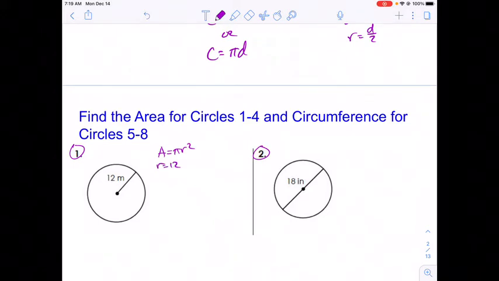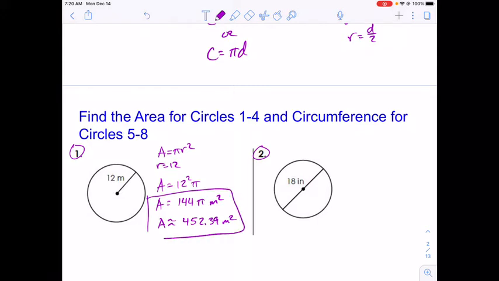Because we're dealing with circles, we're going to give two answers: in terms of pi and to the nearest hundredth. So let's look here. We're going to have area is equal to 12 squared pi. Area is equal to 144 pi. This would be meters squared. So that's our first answer, and then as we calculate pi, that's our second answer. We're going to get 452.39 meters squared. So both of these are a correct answer. One's in terms of pi, an exact answer. The other one is rounded off.